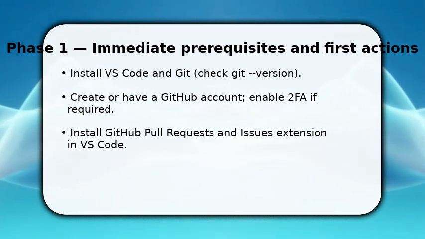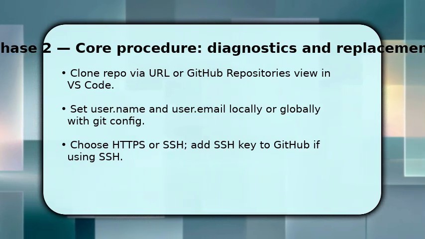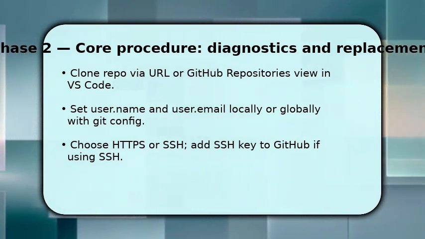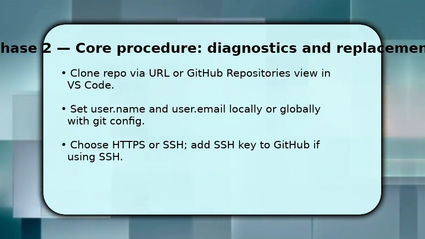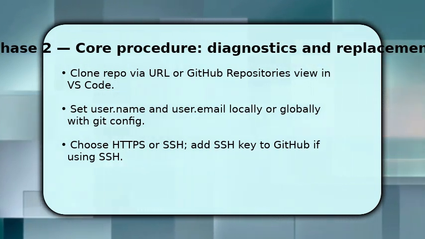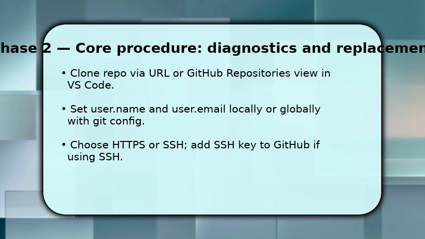Once signed in, clone your repository from GitHub. Use the repository's view or run Git: Clone and paste the URL. After the clone, configure identity. git config --global user.name and user.email so commits show correctly.